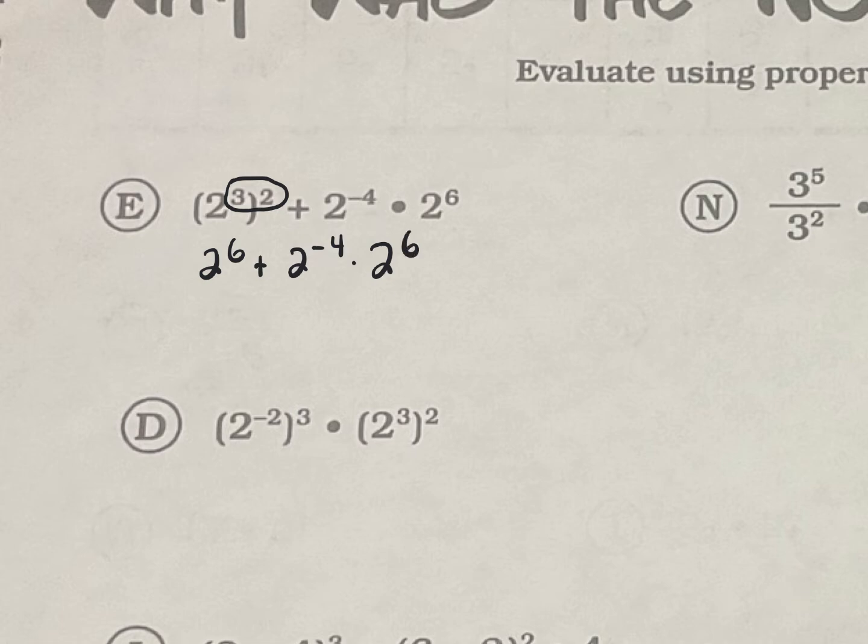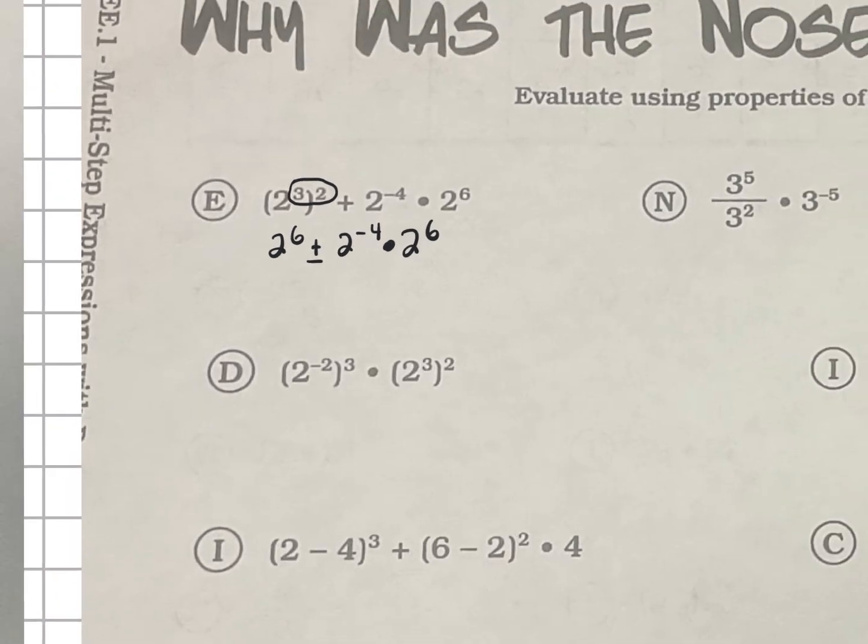2 to the 6th plus, I can't really do anything. Also, in order of operations, we do multiplication before we do addition anyway. So 2 to the negative 4th times 2 to the 6th, that's multiplication, so I'm going to do addition. This is 2 to the 6th plus 2 to the positive 2, because 6 minus 4. We can't combine these. So this is 2 to the 6th power.